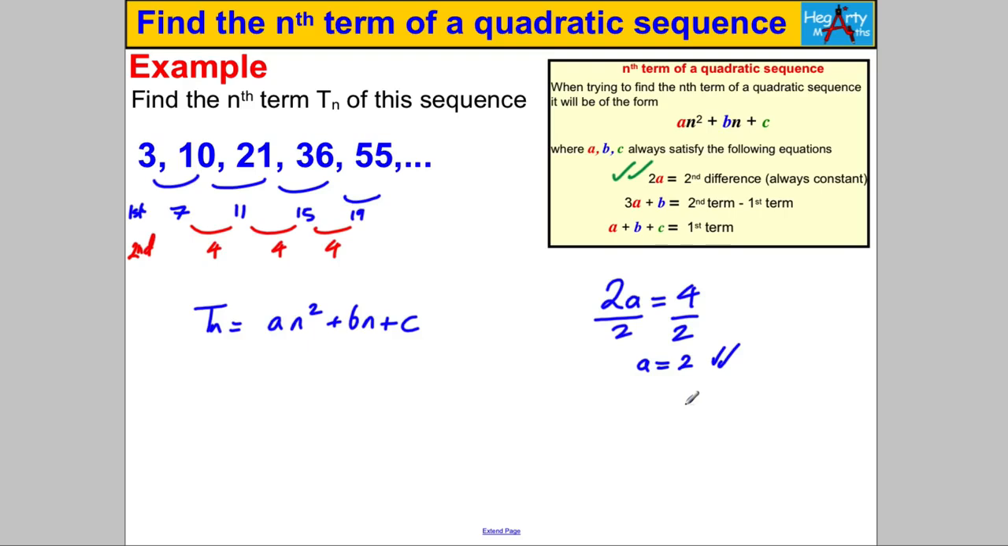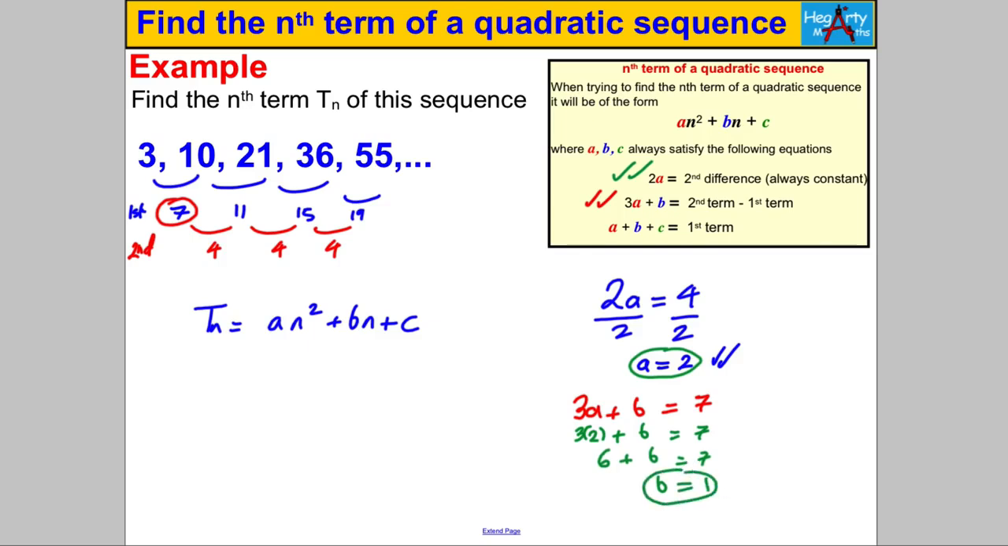Found a. Great. I also know that 3a add b is equal to the second term subtract the first term. The second term is 10, subtract the first term is 3, was 7. It's this number here. So I know that 3a add b must equal 7. But remember, I know a now, so I can substitute that in. 3a, that's going to be 3 multiplied by 2, add b is equal to 7. That means that I've got 6 add b is equal to 7. Subtracting 6 off both sides, I've got b as 1. Okay, and there you go, I found b.